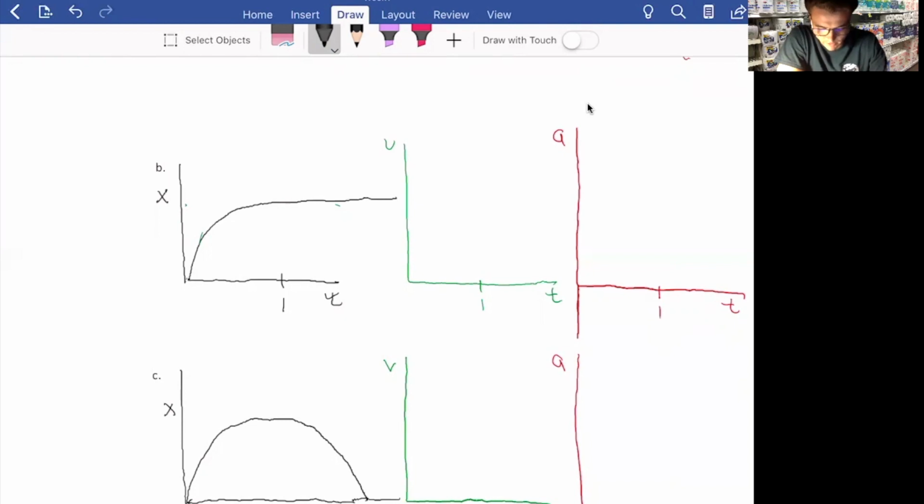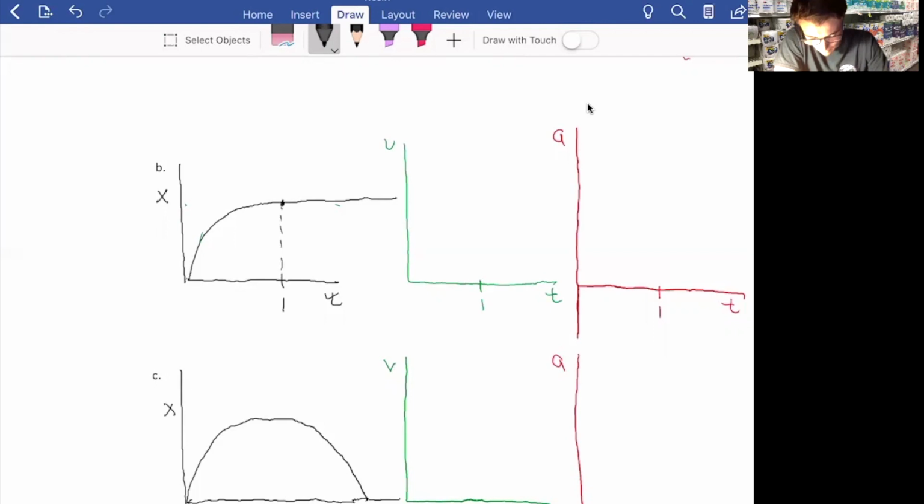So our slope is decreasing with time, so that means our velocity is going to be decreasing with time. Okay, so our velocity is decreasing with time, and then we get to some point about at like this, right?